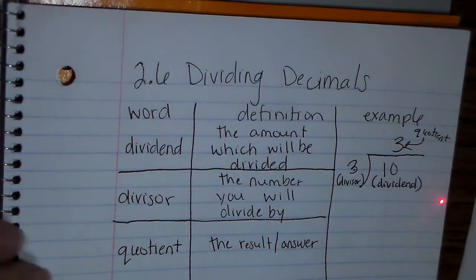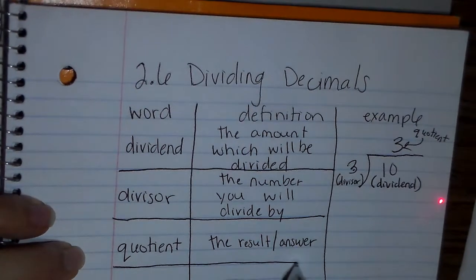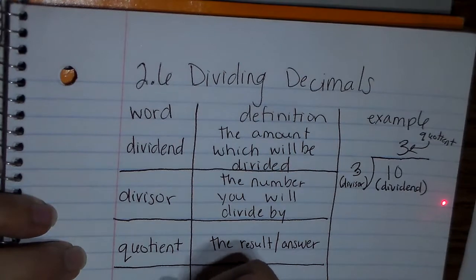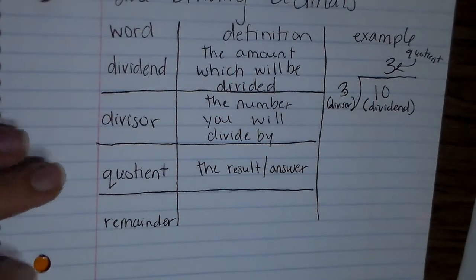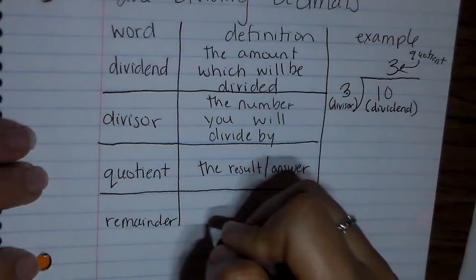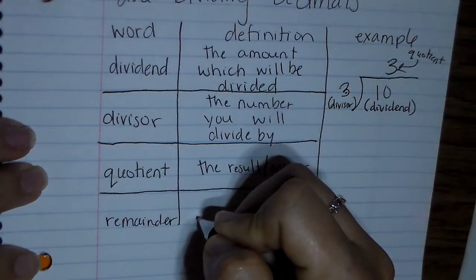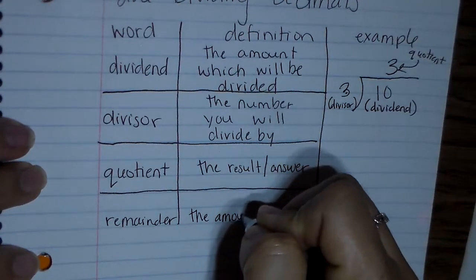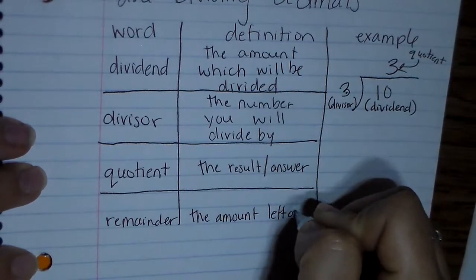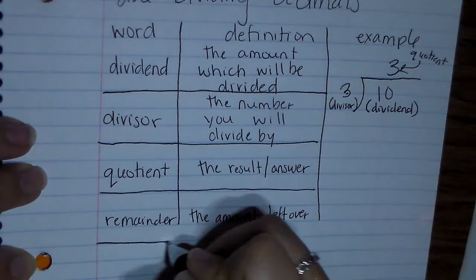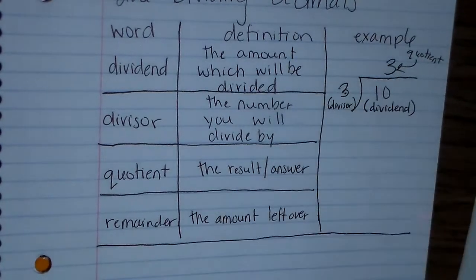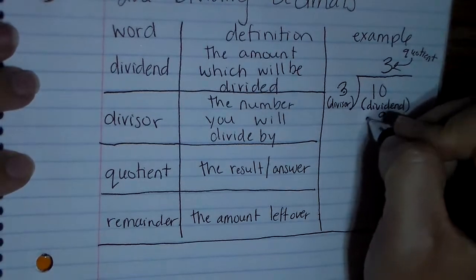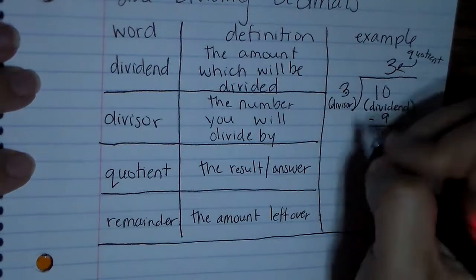Okay. Final word is remainder. And the remainder is, oh, you can't see, let me move that up. Remainder. The remainder is any amount that is left over. Okay, so if I had 10 divided by 3, I said it would be 3, but that's only 9. So I would do my 9 here, subtract 1, and the 1 would be my remainder.